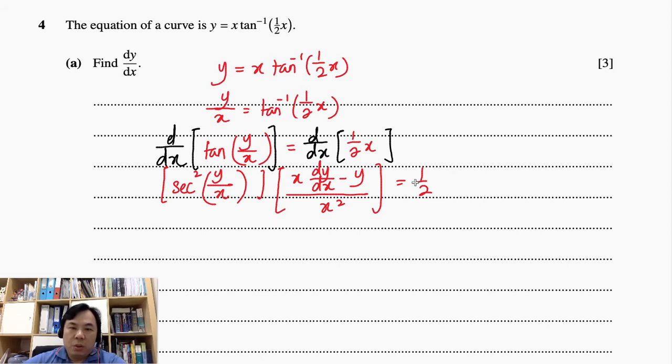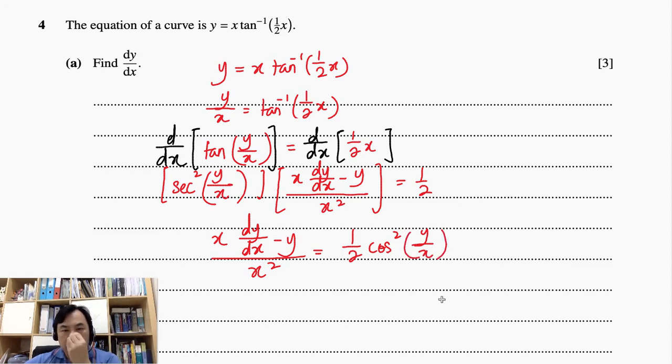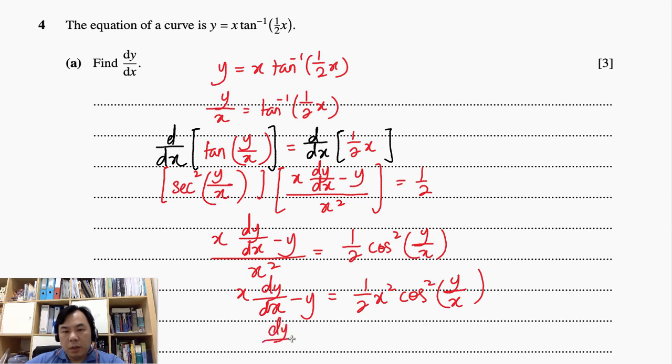And then from here, all you need to do is a bit of manipulation. Take for instance secant. Secant is 1 over cosine. Therefore this whole thing, (x dy/dx minus y), the numerator over x squared, must be the same as half cosine squared (y/x). And then from here, you can slowly rearrange them. For instance, x dy/dx minus y is equal to half x squared cos²(y/x). And lastly your dy/dx, taking a bit of shortcut here, will be y divided by x plus (x over 2) cos²(y/x).